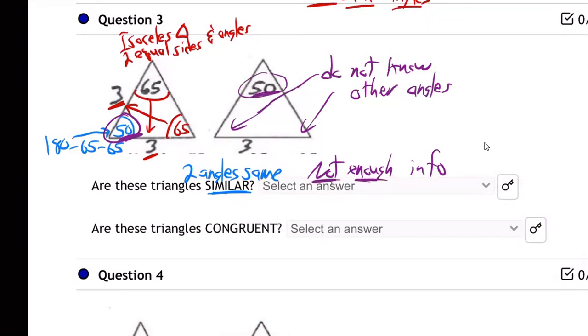So we have to say not enough info. They may be similar. They may not be similar. We just don't know. We don't know the other angles. The one we do know is so far so good. So we can't rule it out. We can't rule it in. We just say not enough information.